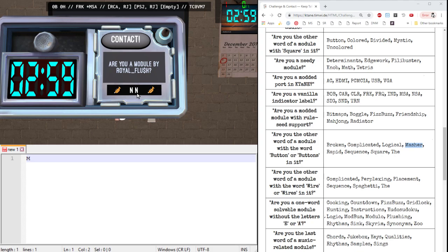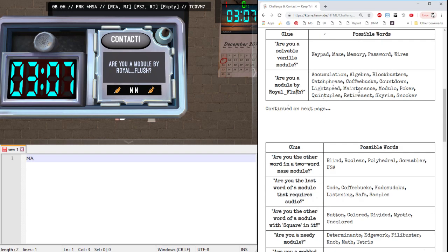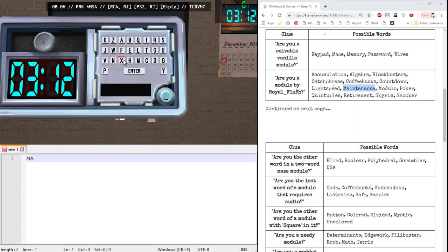Another one, but now we're doing Rot 13, so that's going to give us an A. Maintenance, I think. Let's check. Maintenance. That one I have trouble spelling, so. Contact. Challenge.